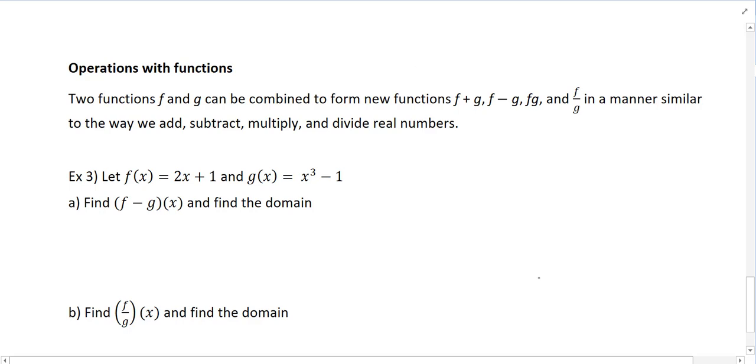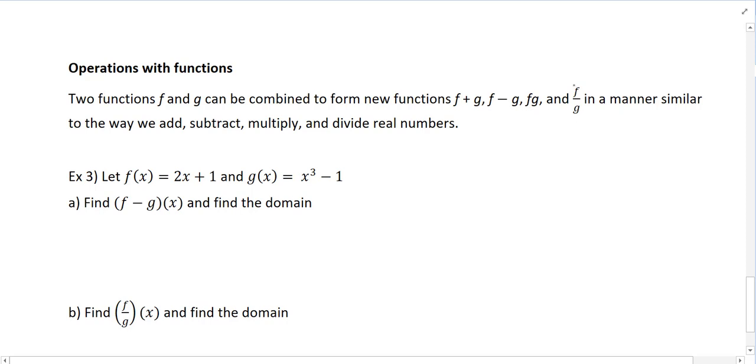Hi there, this is part 2 of our video on transformations and operations with functions. So in this video, we're going to talk about the different operations we can do with functions. So we can add them. So if we have 2 or more functions, you can always add them, subtract them, multiply them, divide them.